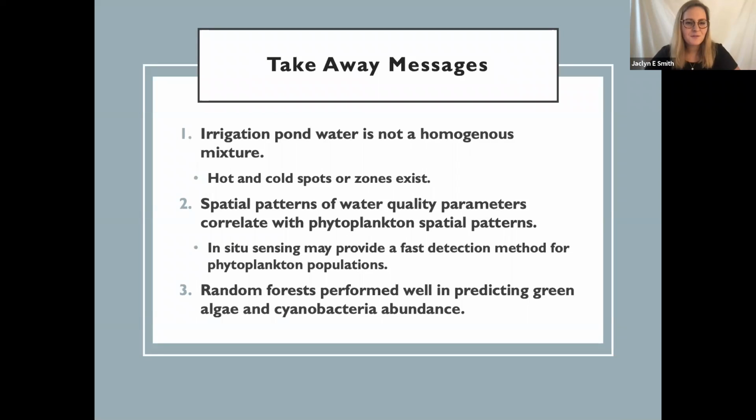So the big takeaways from both of these chapters here is irrigation pond water is not a homogeneous mixture. For their size, how small they are, they do still experience these hotspots or zones or areas with lower or higher concentrations. And these spatial patterns of water quality parameters ended up correlating pretty well with the phytoplankton spatial patterns. In situ sensing might be able to provide a fast detection method for these phytoplankton populations. And as well, random forests performed well in predicting green algae as well as the cyanobacteria abundance.